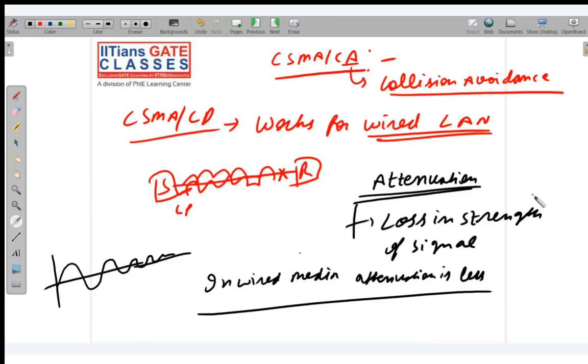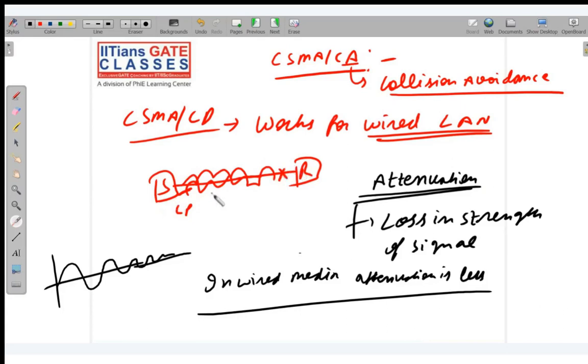But in wireless network, what is the main problem? It will remain only 5%. So the difference in strength is very high. The strength of the signal which the sender has sent and the strength of the signal which the receiver has received is almost 5% only. So very high attenuation. Even if collision occurs, the sender will never be able to detect it. That is the basic problem.